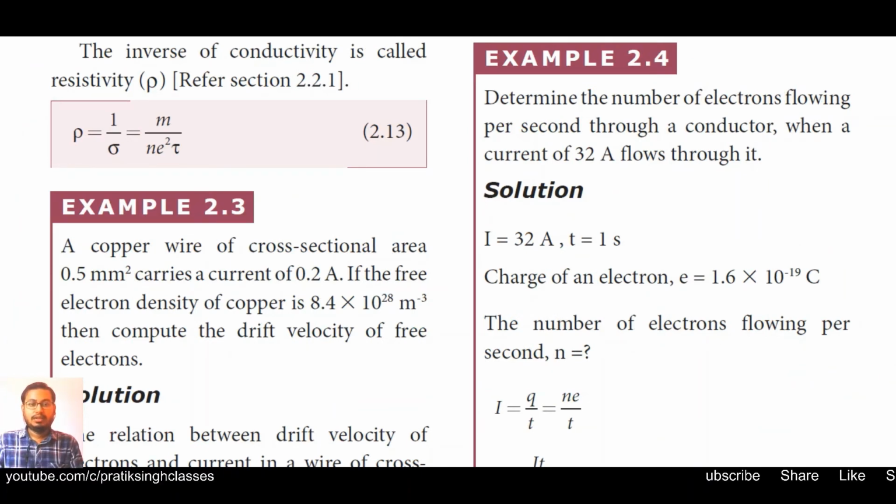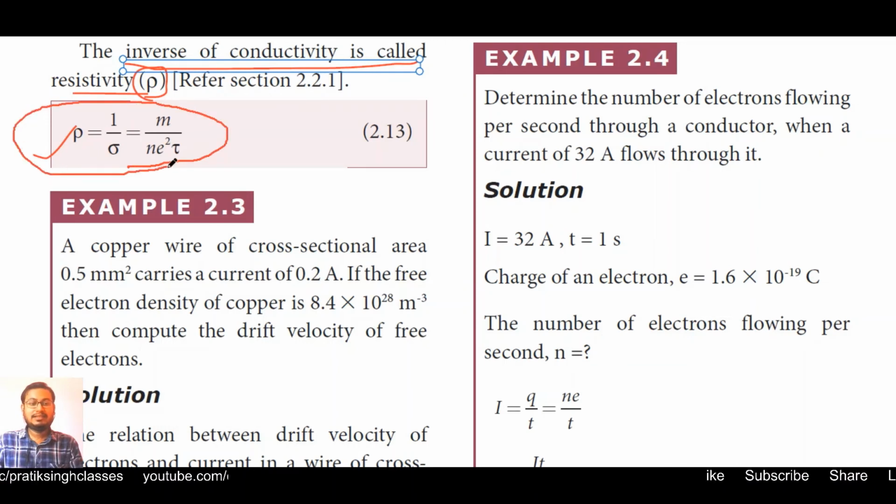Fine. Now there is something important: the inverse of conductivity is called resistivity, and it is denoted by this symbol, rho. So we can write ρ = 1/σ, or resistivity is equal to 1 by conductivity, that is equal to m/ne²τ. If in any conductor there is resistance, there is conductance also, and both are measured. If the SI unit of resistance is ohm, then for conductance it is just opposite, that is mho. So this is very interesting.